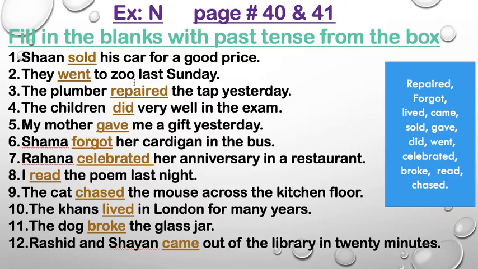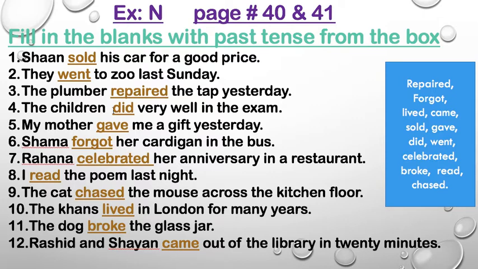Next, third one, the plumber repaired the tap yesterday. Repaired. So what are we doing here? We are adding ed to the base verb, isn't it? So what type of verb is it? It is a regular verb, because we are adding ed. So what will be the present form? It is repair, and when adding ed to repair, it becomes repaired, which is in the past tense.